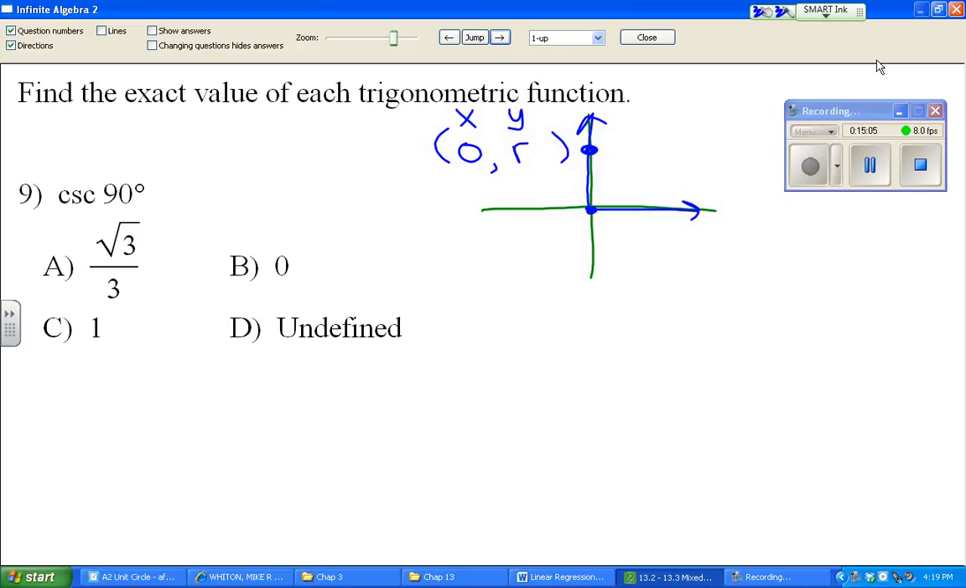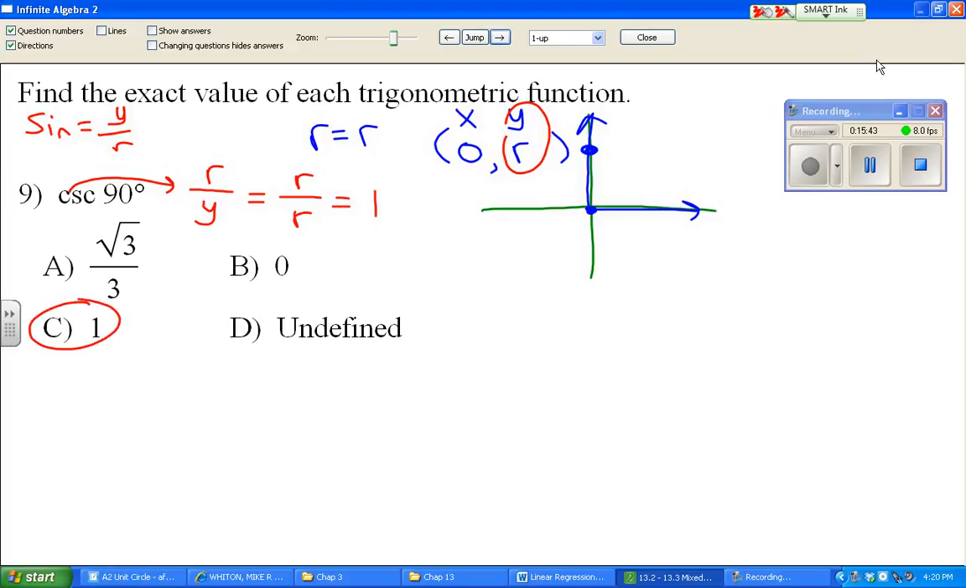Again, if you're using the unit circle, we could use 0, comma 1 up there, and it would still work out. You get the same answer because r would be 1 if the circle is known to be a unit circle. But at this point we're talking about any old circle with any radius r. So now we can just do the definitions. Cosecant, I know, is the reciprocal of sine. If sine's y over r, cosecant's going to be r over y. For this problem, r is just r, and y is also r. So r divided by r is just going to give us 1. So the cosecant of 90 degrees should get you 1.